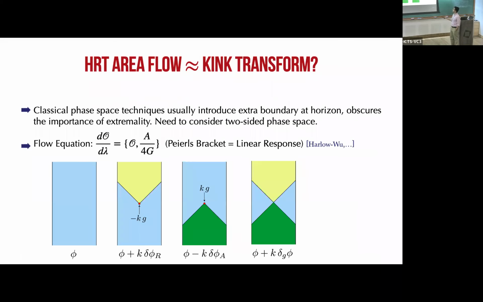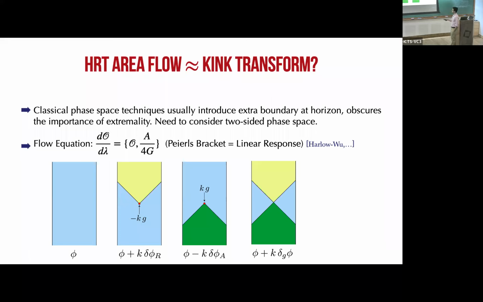So finally, what we need to argue is that the area flow generates this kink. This is something that has been hinted at in the literature in various contexts. But we didn't find anything that was perfectly convincing, especially because very often the importance of extremality is ignored. It's very important here that we're considering the HRT operator, which is an extremal surface. And mostly classical phase space analysis considers situations where you have a one-sided phase space with a boundary at one end. But in this context, we really wanted a two-sided phase space where we have these two wedges that are glued together, and we want to consider the phase space of that.